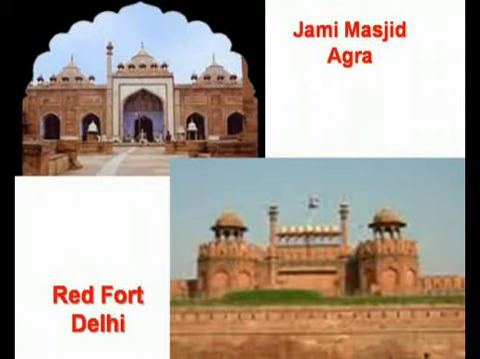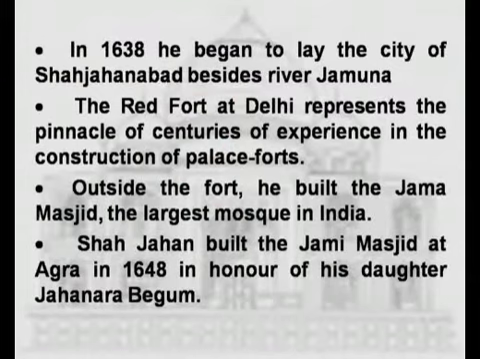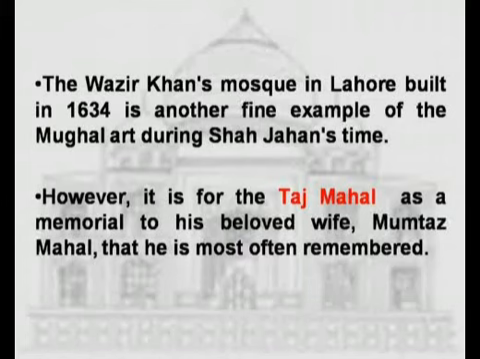In 1638, he began to lay the city of Shahjahanabad beside the river Yamuna. The Red Fort at Delhi was built by him. Outside the fort, he built the Jama Masjid, which is the largest mosque in India. Shah Jahan built the Jami Masjid at Agra in 1648 in honor of his daughter Jahara Begum. The Wazir Khan's mosque in Lahore, built in 1634, is another fine example of Mughal art during Shah Jahan's time.